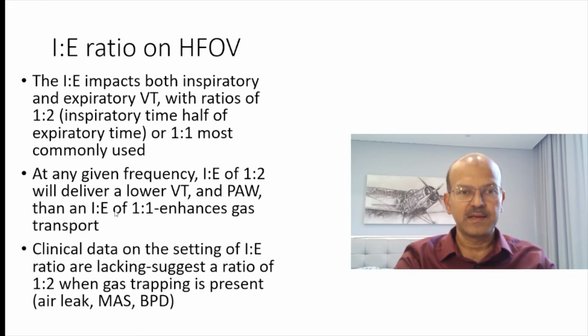So the ratio of 1:2 will enhance gas exchange and CO2 washout, while 1:1 may help oxygenation and keeping the lung recruitment. There are less clinical data on the use of appropriate settings, but in general, we suggest a ratio of 1:2 when there is gas trapping, like in air leak, meconium aspiration, and BPD. So where the time constant is longer, you want to keep 1:2.